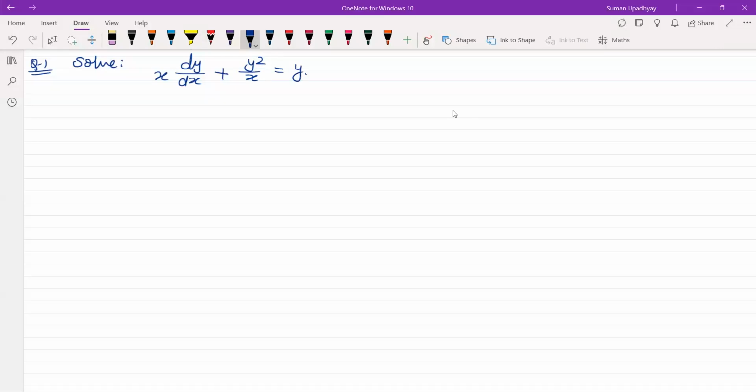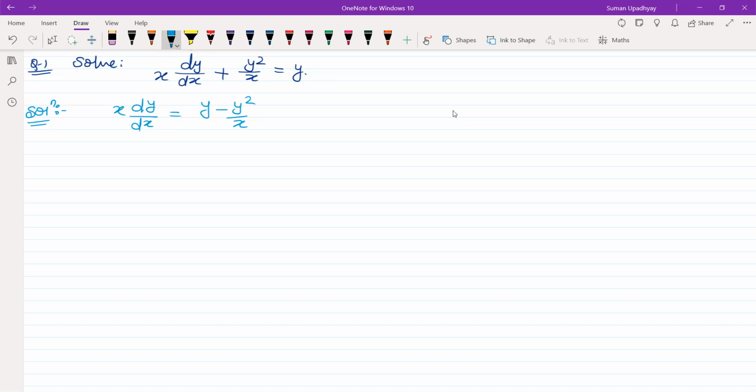What do you try to do first? Check degree. For that, you need to keep dy by dx on one side. So let us see the solution of this. I'll keep dy by dx on one side, so what I will get, take this y square upon xy minus y by x on the other side. I'll get this. Is this right?